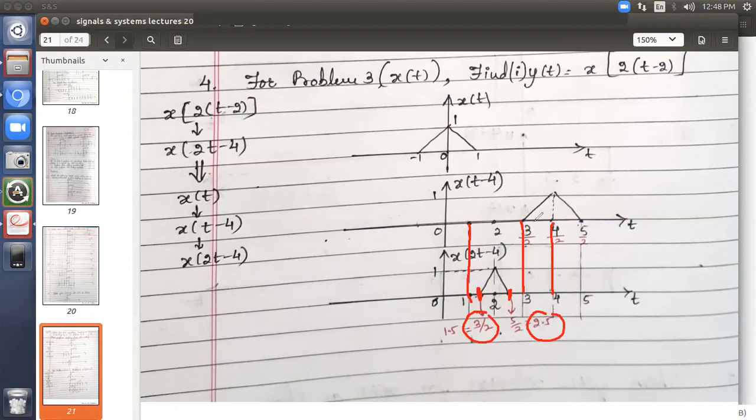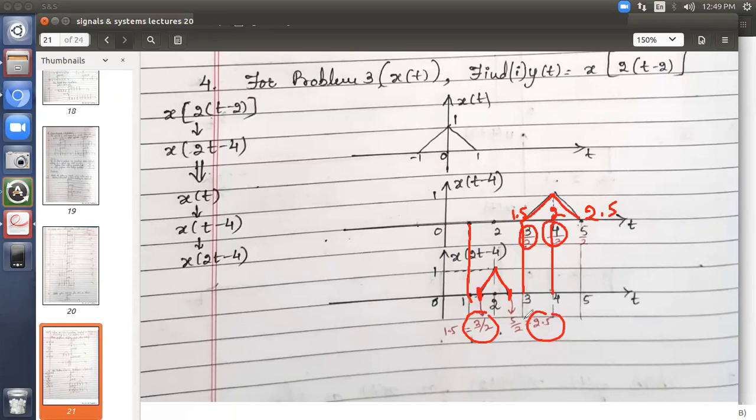Afterwards, check between 1.5 to 2. This is your 1.5 and this is 2. There is an increasing ramp. So here I will draw an increasing ramp. Now between 2 to 2.5 there is a decreasing ramp. So between 2 to 2.5 I will have a decreasing ramp. So the new range is 1.5 to 2.5.